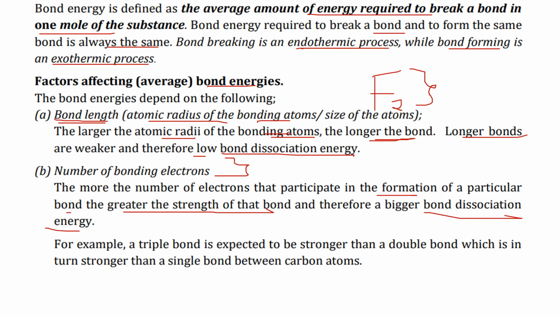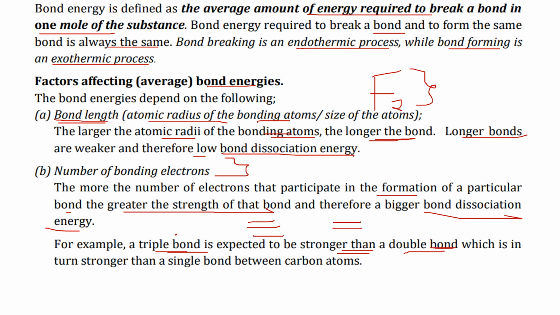For example, if you're having a triple bond and a double bond, we expect a triple bond to be stronger than a double bond, because in a triple bond there are more bonding electrons involved to form it, but in a double bond there are fewer bonding electrons involved to form it. So we expect triple bonds to be stronger than the double bonds, which in turn are stronger.